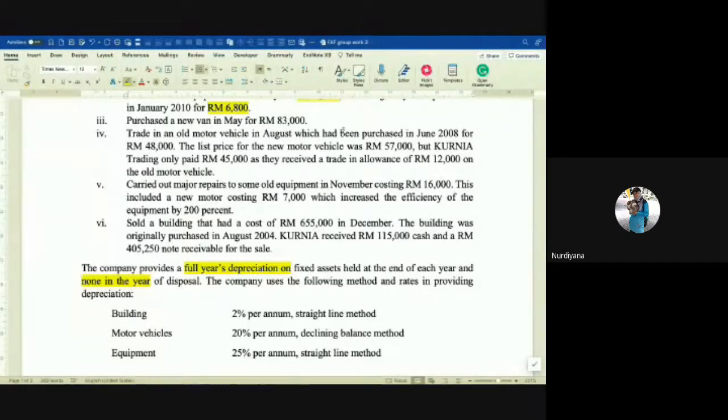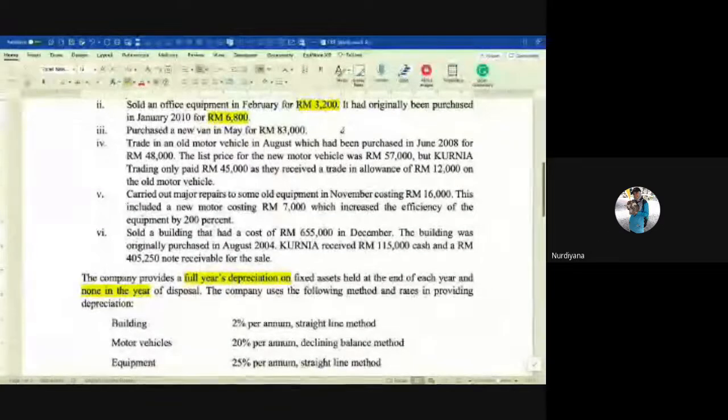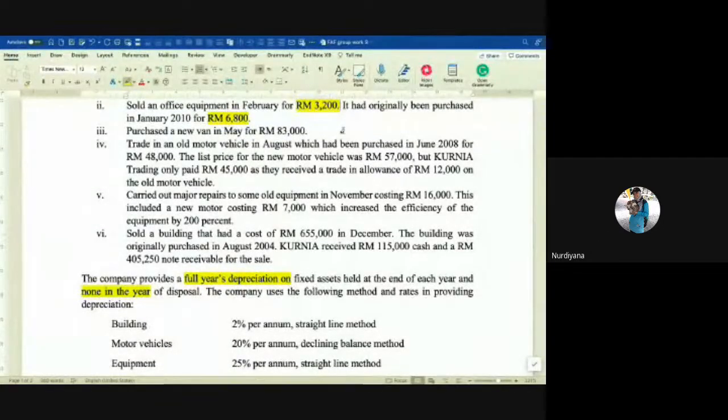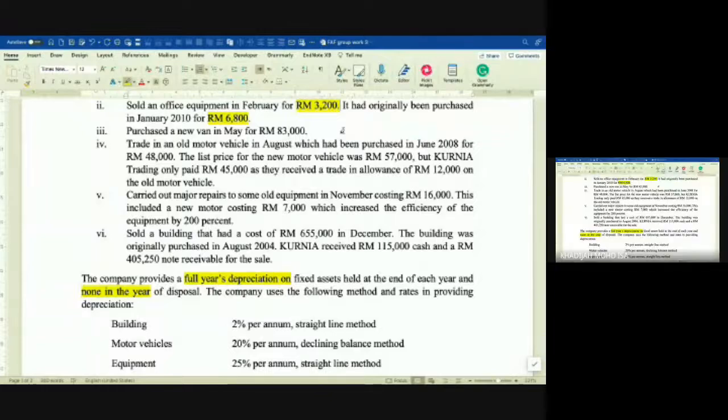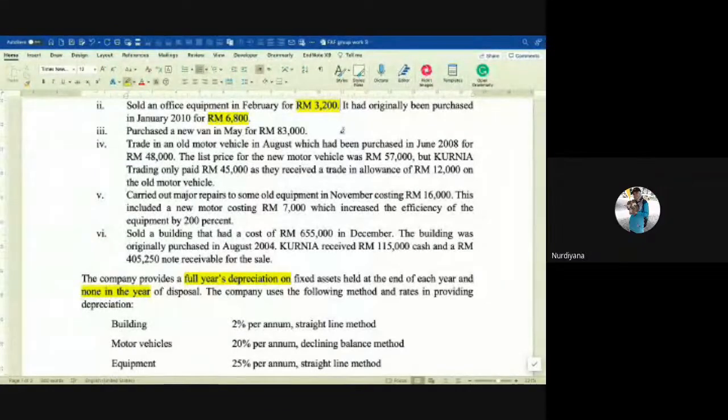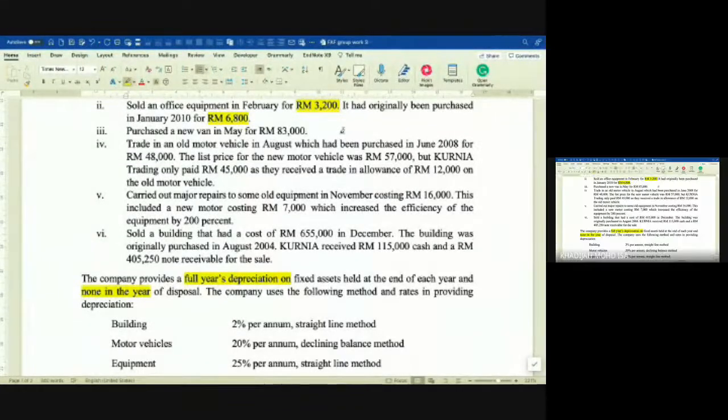Can you repeat it again? 6,800 times by 25%. That is the rate per annum. Then you have to times by 4 years because you hold the asset for 4 years.